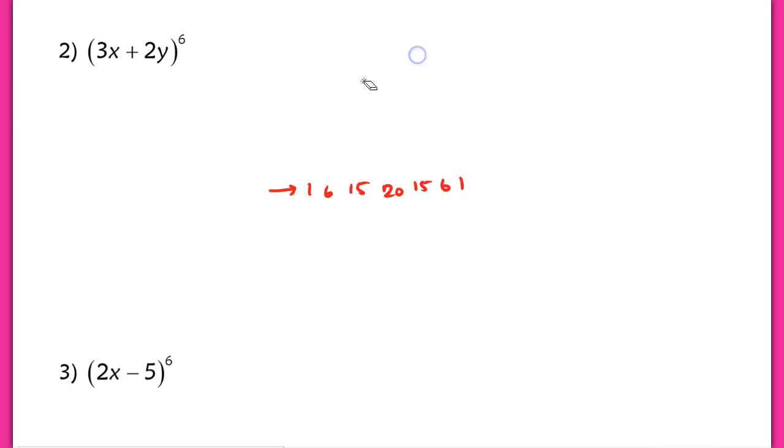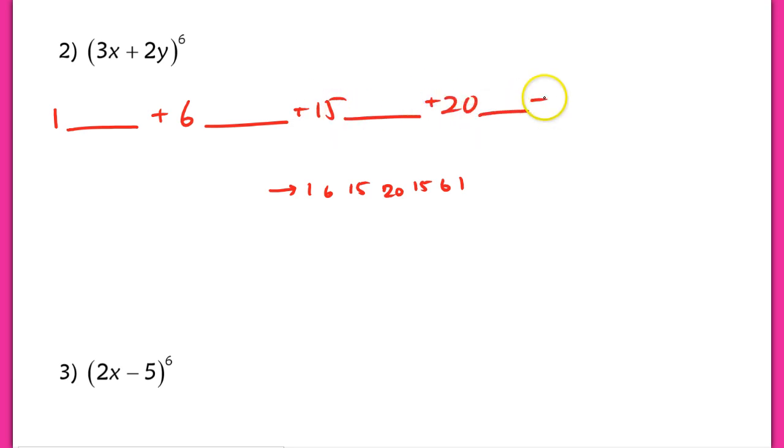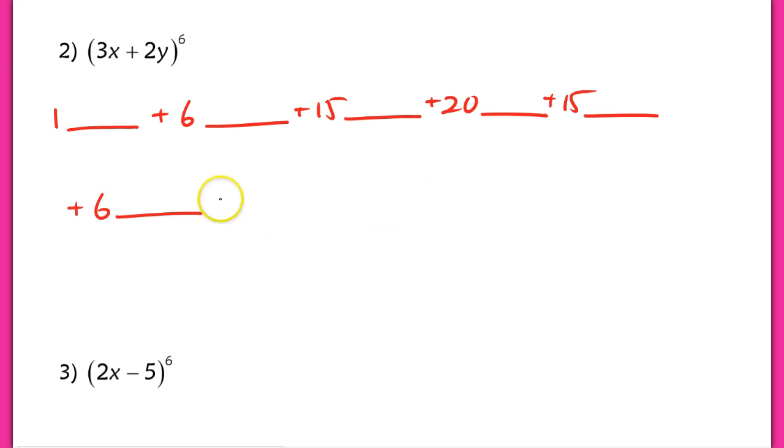So let me erase everything. So I have 1 times something plus 6 times something plus 15 times another term plus 20 times another term. Let me give myself some more space there. Plus 15 times a term, and I'm going to come down here and do the plus 6 times a term, and then the final term plus 1 times that term. So I really like to set up this placeholder thing because I think it just makes the work a little bit clearer for you too.